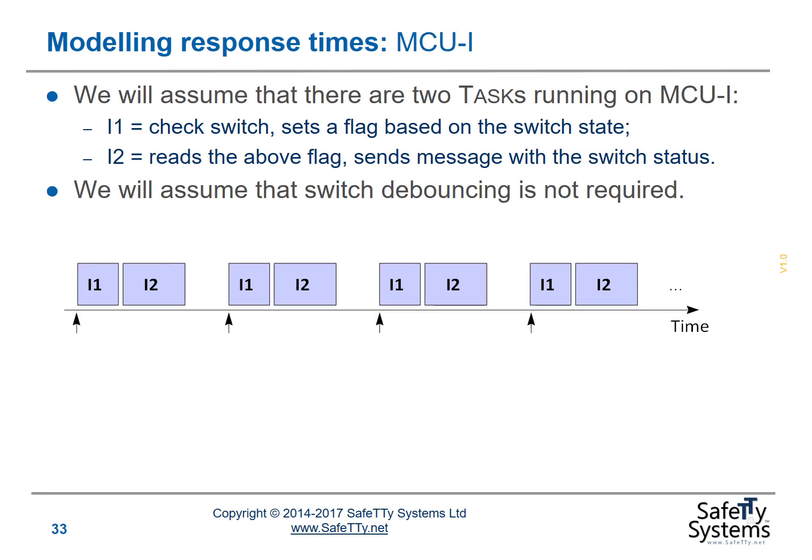We will assume there are 2 tasks running on MCU-I. I1 will check the switch, sets a flag based on the switch state. I2 will read the above flag and send a message with the switch status. We'll assume that switch debouncing is not required, but you could include switch debouncing in this example very easily if you wished, using the techniques that we've discussed in previous video. So that's how we're operating on MCU-I.